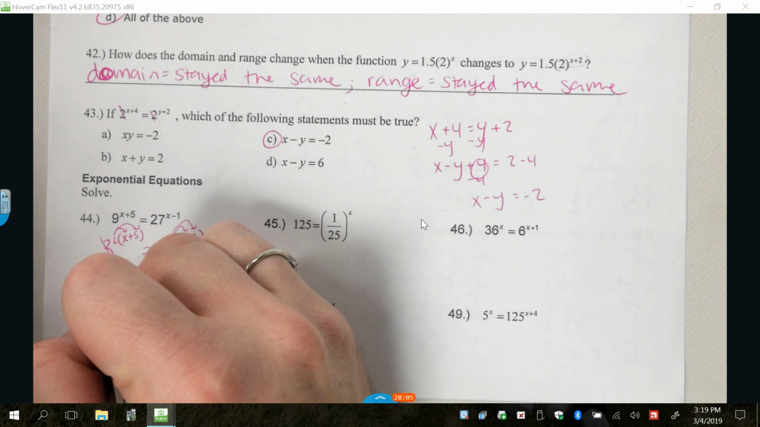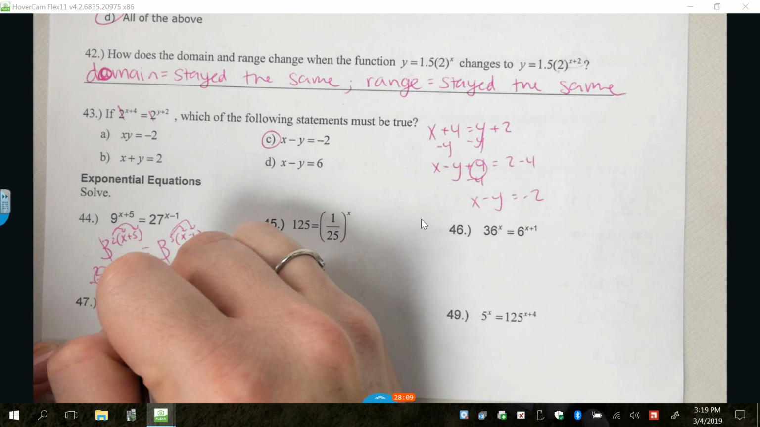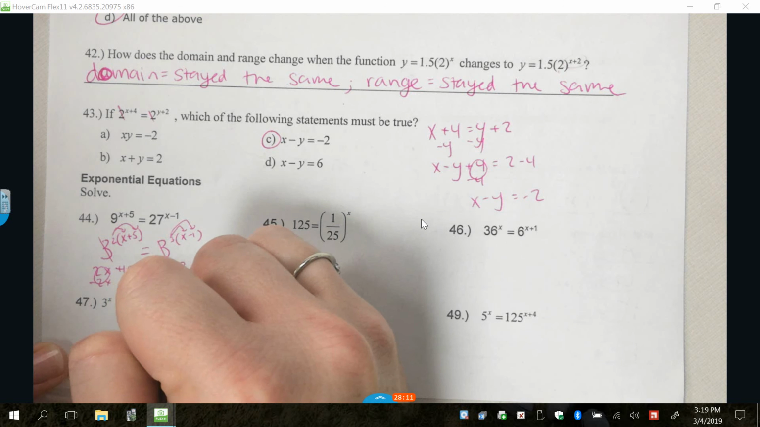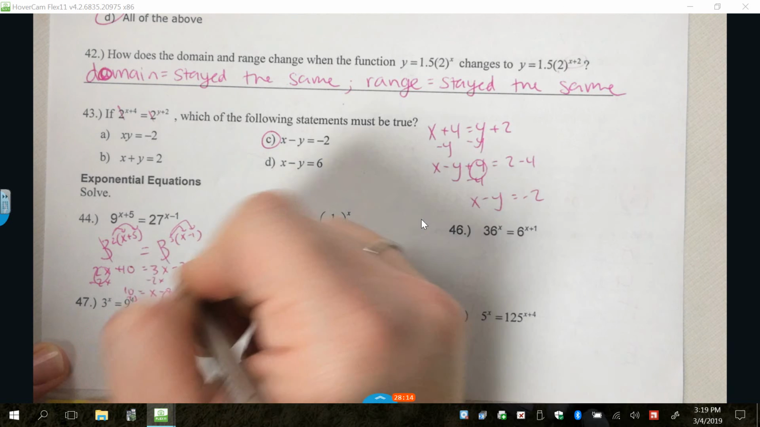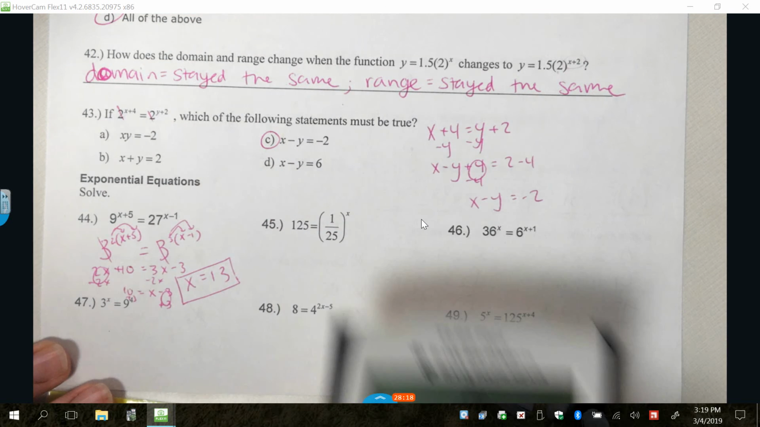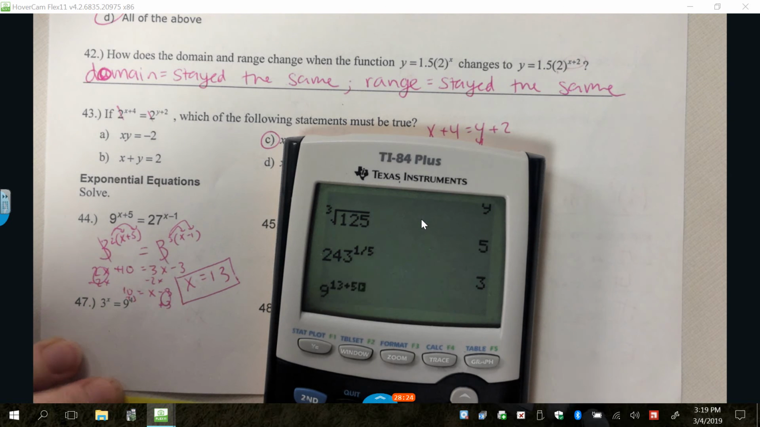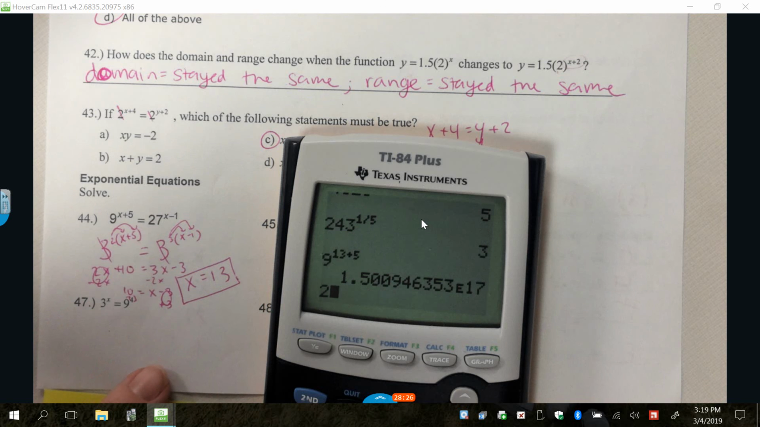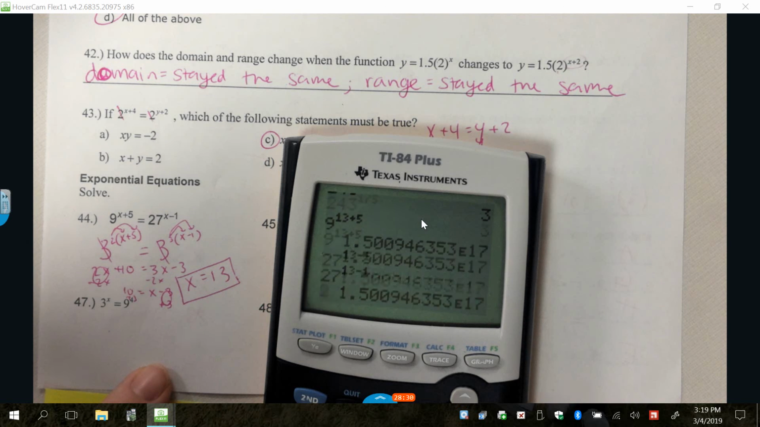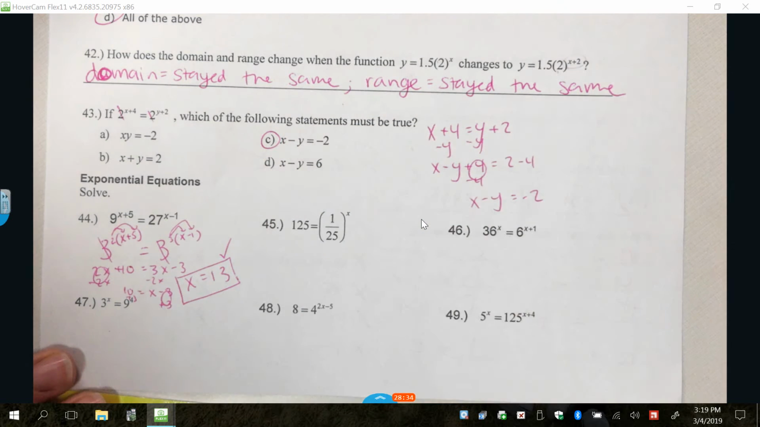So I'm going to subtract 2x from both sides, and that gives me 10 equals x minus 3. So I'm going to add 3 to both sides, and I get x equals 13. And remember, you can check these in your calculator. 9 to the 13 plus 5, because that's what's there, should equal 27 to the 13 minus 1. Are those the same ugly fractions? Yes, they are. Therefore, this is correct.